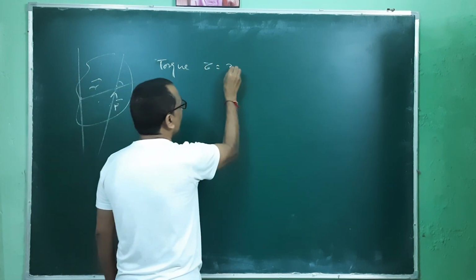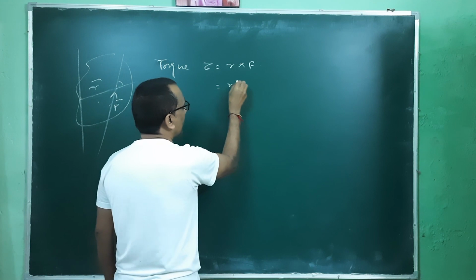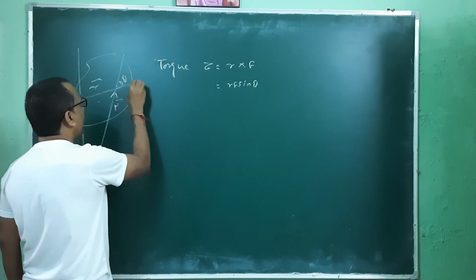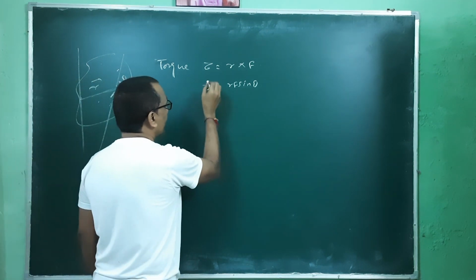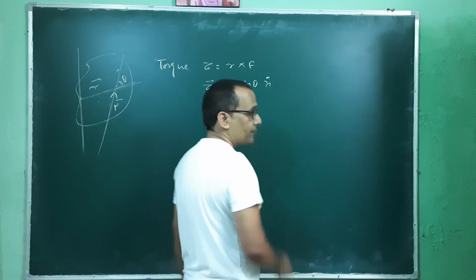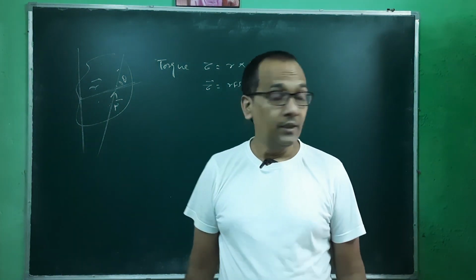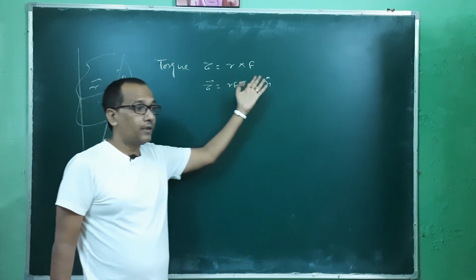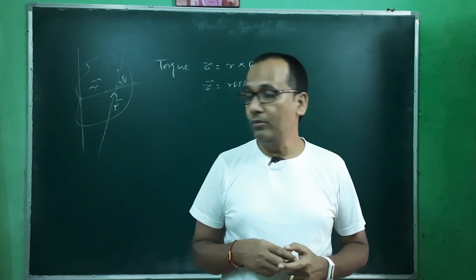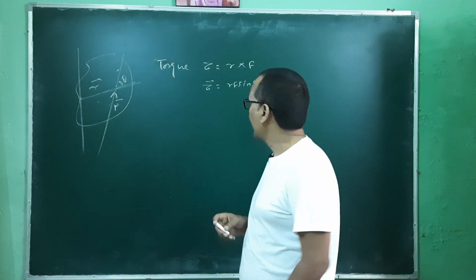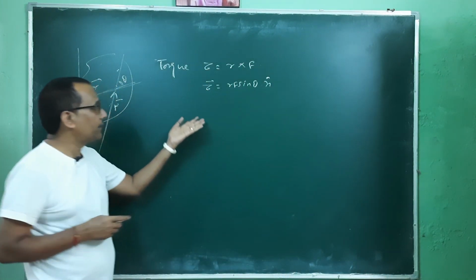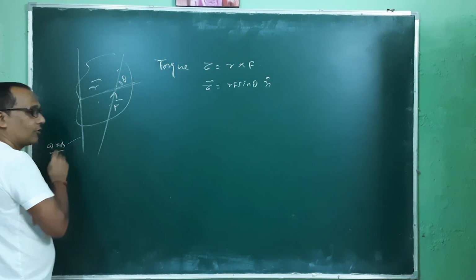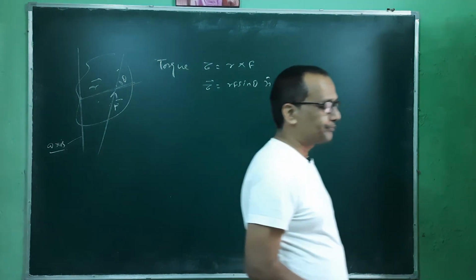Torque tau is equal to R cross F, which is equal to RF sin theta n cap, where theta is the angle between these two vectors. This n cap gives the direction of the torque, which is perpendicular to R and F, and we have the right hand thumb rule to give the direction of this torque tau. And we know the units and dimensions for this. This is the rotational axis, around which this particular body is rotating.